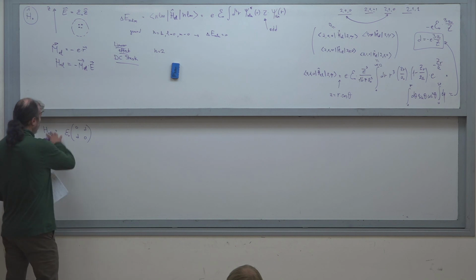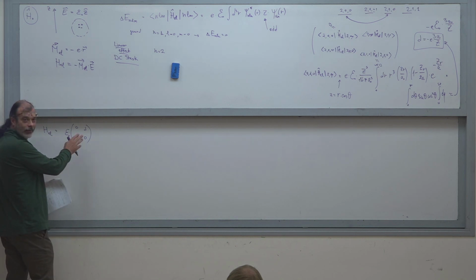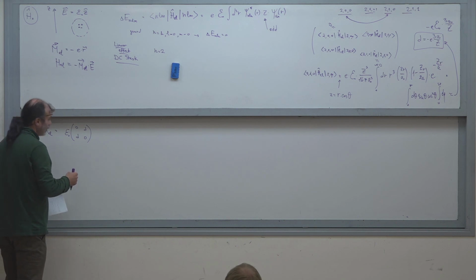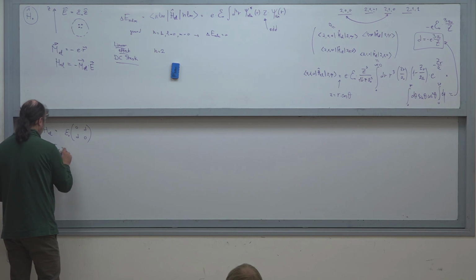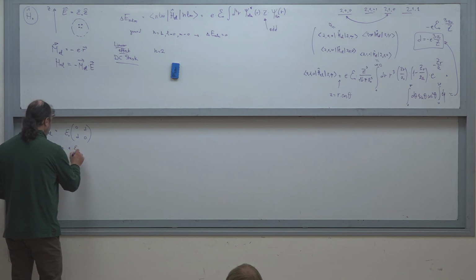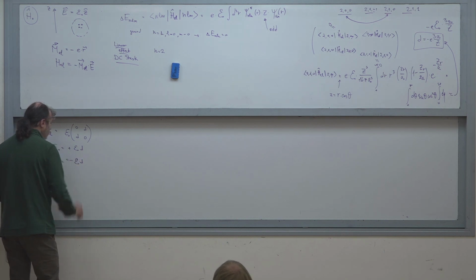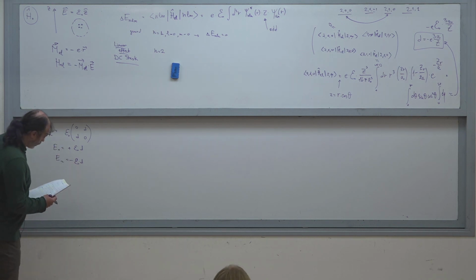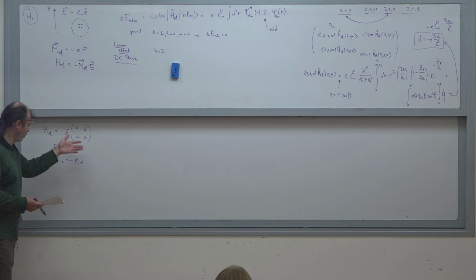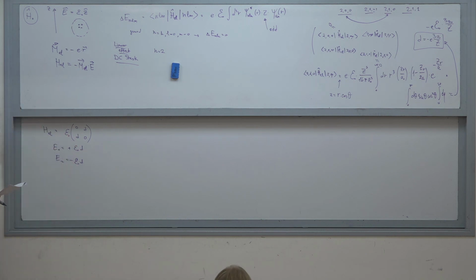Now, if this is the matrix that we need to diagonalize, that's analytical and relatively simple. The eigenenergy levels will be E1 equal to plus epsilon 0 d, and E2 equal to minus epsilon 0 d. So one is positive, one is negative, shifted up and shifted down. The distance between them, of course, is twice the shift of each of the energy levels.